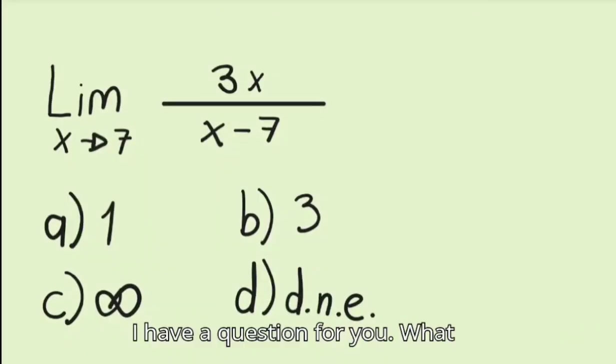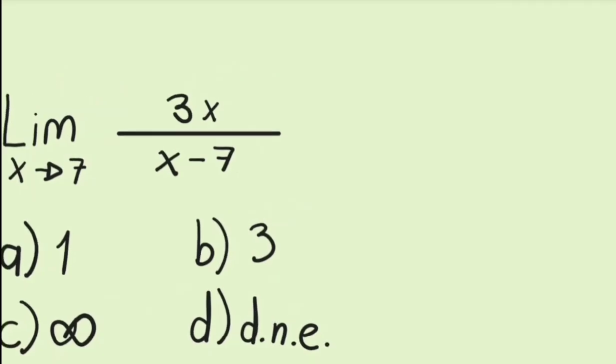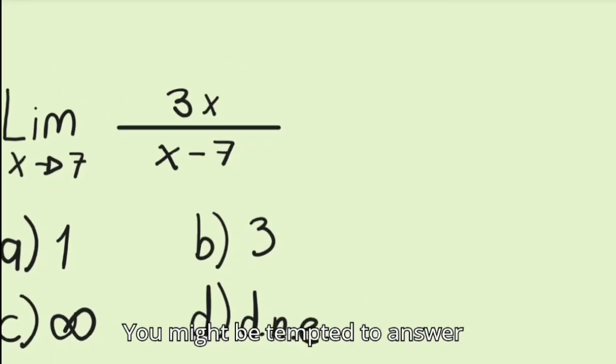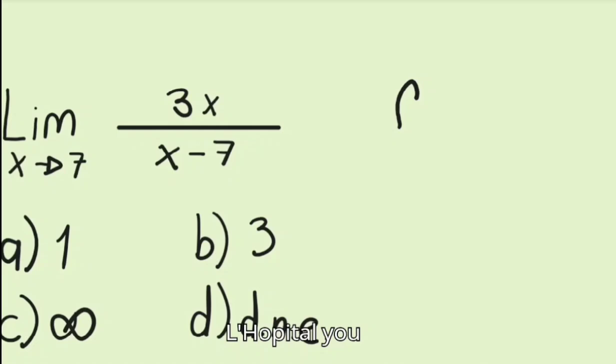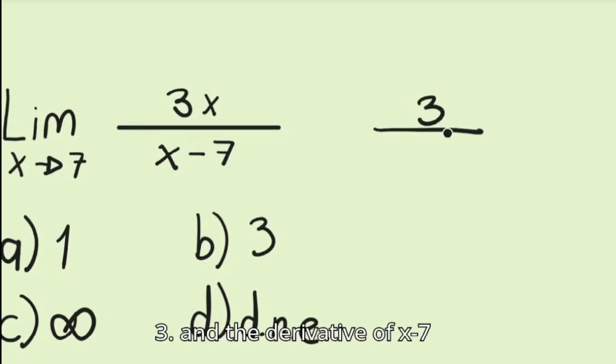I have a question. What does this limit equal to? A, 1; B, 3; C, infinity; or D, does not exist? You might be tempted to answer B, because if you use L'Hopital, you get the derivative of 3x, which is 3, and the derivative of x minus 7, which is 1.